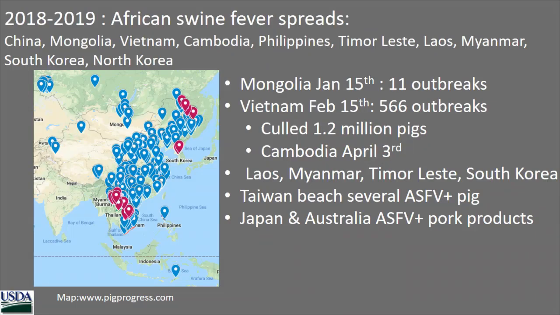But in the last year, African swine fever made its way into China. From China, it quickly spread to Mongolia and Vietnam, where they've had hundreds of outbreaks. They had to cull 1.2 million pigs early on. It then entered earlier this year into Cambodia, Laos, Myanmar, Timor-Leste, and South and North Korea. There have been multiple ASF-positive pigs washed up on Taiwan, and both Japan and Australia have had incoming ASF-positive pork products.